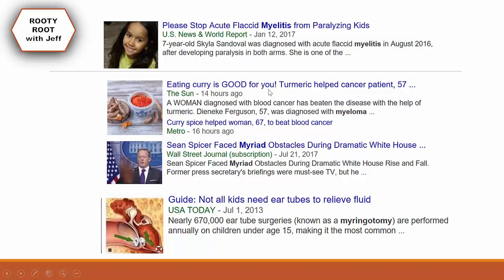Eating curry is good for you. Turmeric helped cancer patient, 57. A woman diagnosed with blood cancer has beaten the disease with the help of turmeric. Dianique Ferguson, 57, was diagnosed with myeloma. And myeloma, if you remember, oma means tumor of a specified kind, and myo means marrow, spinal cord. And so it's a tumor in the marrow. So she had a marrow tumor.